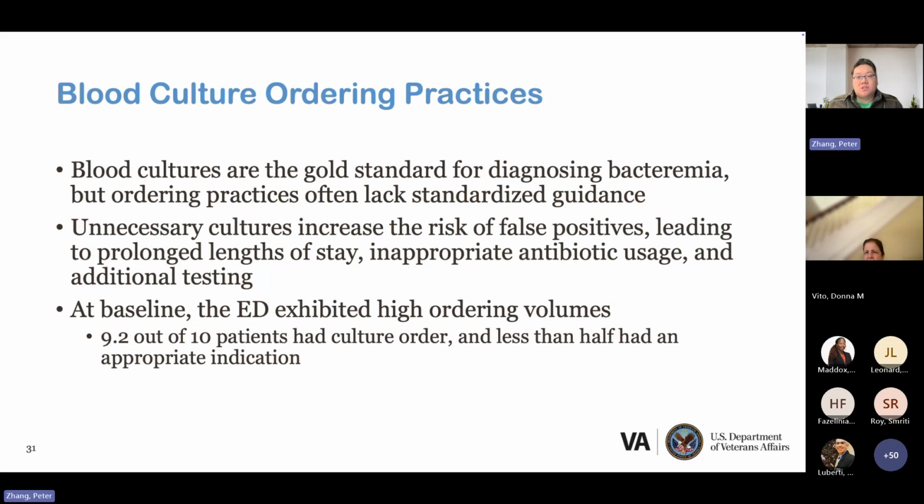This project actually initially started out as an investigative study into ordering practices at the Memphis VA by the Antimicrobial Stewardship Team. In our first study, we actually found that less than half of the blood culture orders had an appropriate indication according to the most recent guidelines. So this really prompted us to think about how we could implement more concrete algorithms to guide ordering practices.